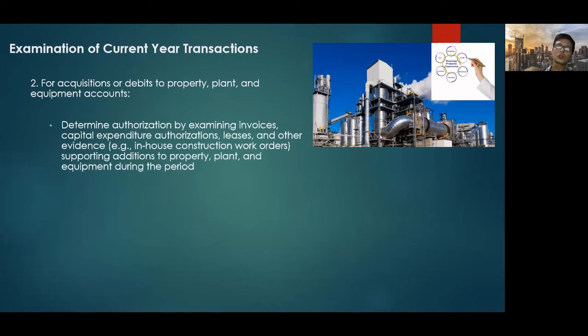So, determine authorization by examining invoices, capital expenditure, authorization, leases, and other evidence. Kung may mga in-house construction, yung work orders, no? Okay, pag manufacture o paggawa mismo nung planta, supporting additions, no? Okay, kasi especially kung may mga addition yan, let's say for example from the other year compared to this year, parang lumaki yung property, plant and equipment.